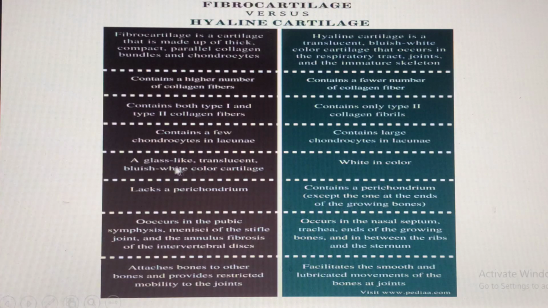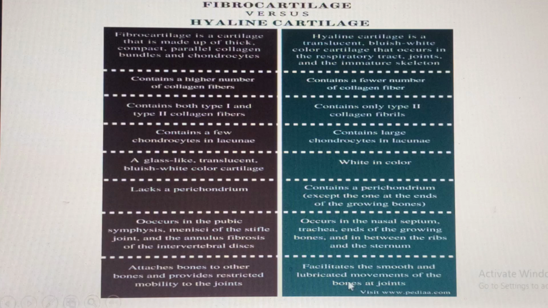And then, in the case of hyaline cartilage, it has a glassy appearance. Fibrocartilage lacks a perichondrium, while hyaline cartilage has a perichondrium, except in articular cartilages. Okay, and we said that fibrocartilage is usually distributed in the midline, and we've seen the areas where hyaline cartilage will be distributed. And one thing that you have to know again is that fibrocartilage attaches bones to other bones and provides restricted mobility to said joints. But hyaline cartilage facilitates smooth and lubricated movement at joints. Okay, so that is some kind of distinction between fibrocartilage and hyaline cartilage.